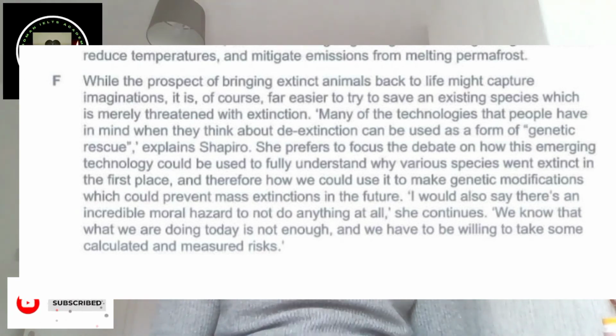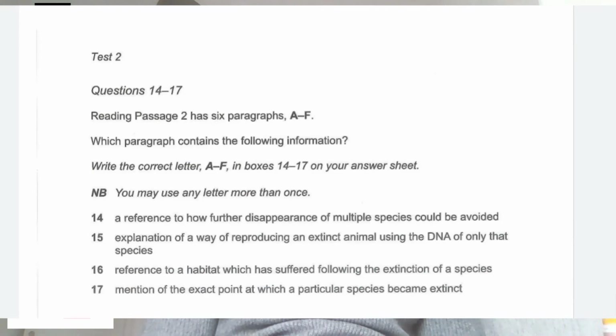Now, what this person is saying is that instead of focusing our attention on bringing the extinct species back to life, why not focus the technology on how to avoid a species going extinct? That is what this person is talking about in that paragraph. You go through the statement again. 14: A reference to how further disappearance of multiple species could be avoided. You can see that's in that paragraph, because that is the only paragraph that talks about how we could avoid them going extinct. Paragraph F talks about it clearly. So my mind is there.